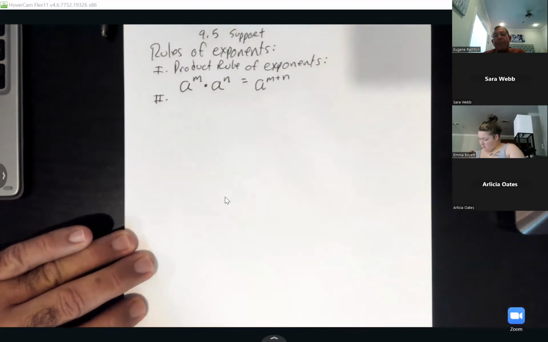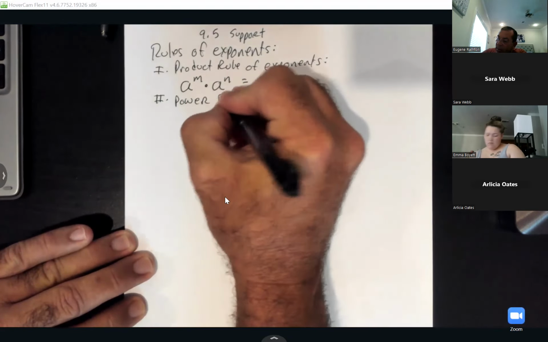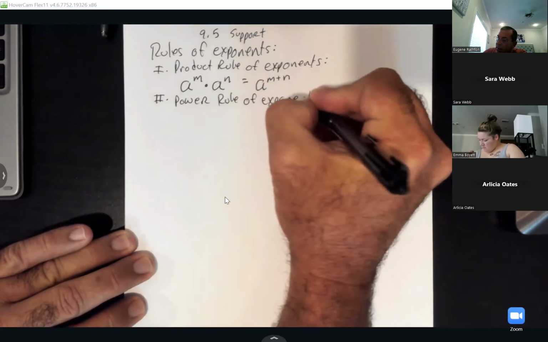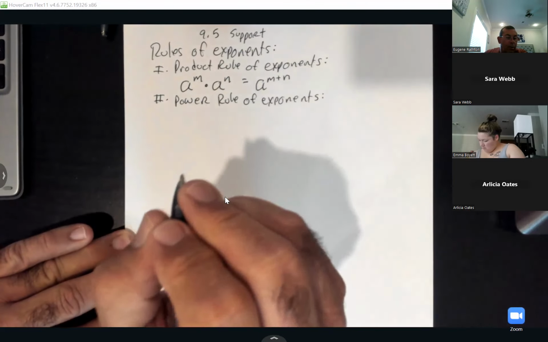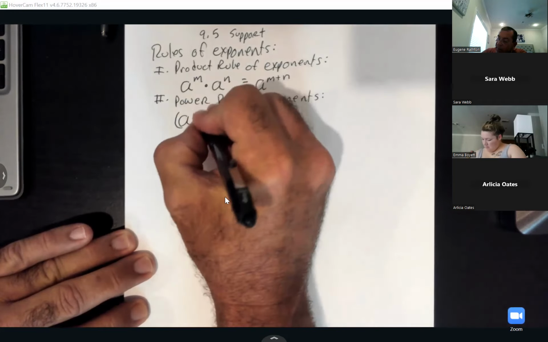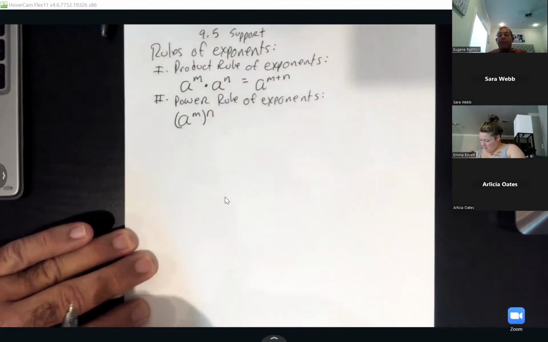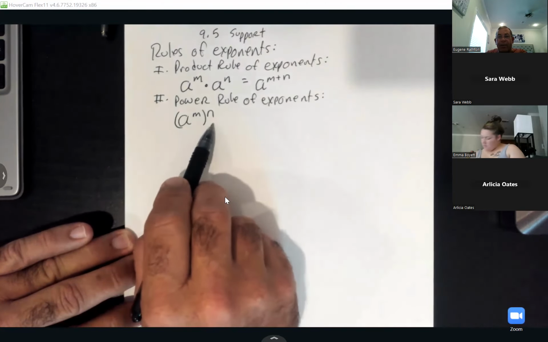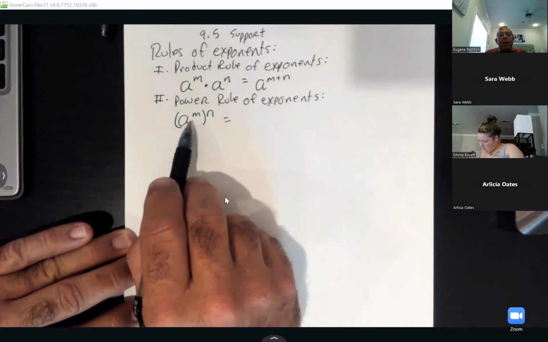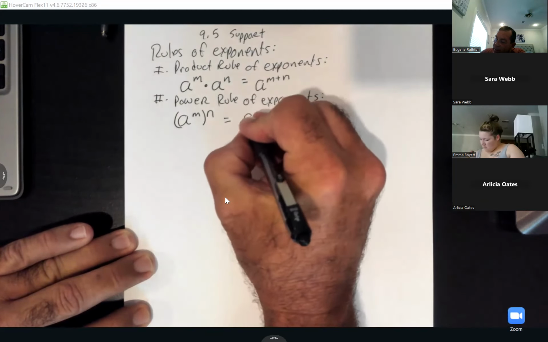Second exponent rule is the power rule of exponents. So the power rule is when I have something inside parentheses with an exponent raised to an exponent outside them parentheses. So what we do when we have an exponent raised to an exponent, we multiply those exponents.